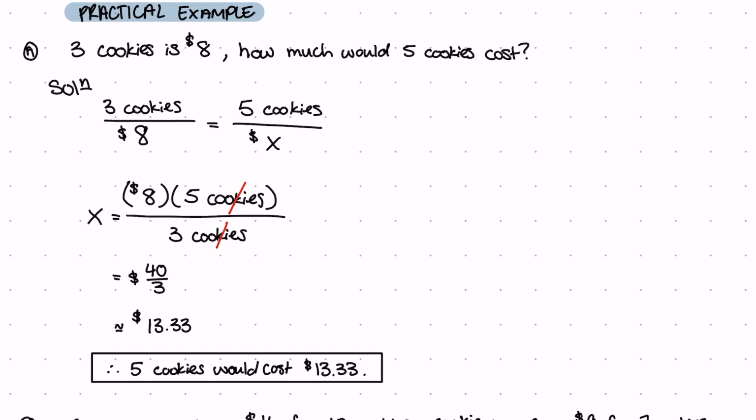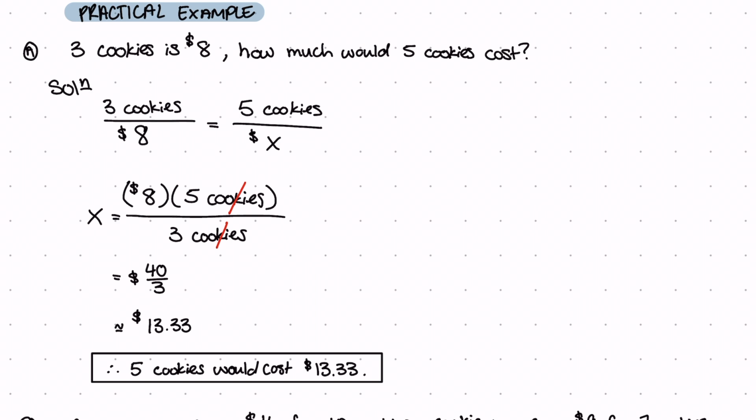So to figure out the cost for 5 cookies, we do x is equal to $8. Remember to always put your units. So $8 times 5 cookies divided by 3 cookies. So the cookies cancel out, the units cancel out, and we are left with $8 times 5 divided by 3. So that's going to be $40 divided by 3. And we can't have a fraction of dollars, so we're going to round that to the nearest penny. So we get $13.33 for 5 cookies. Remember, this would be in place of that x, so 5 cookies would be $13.33.